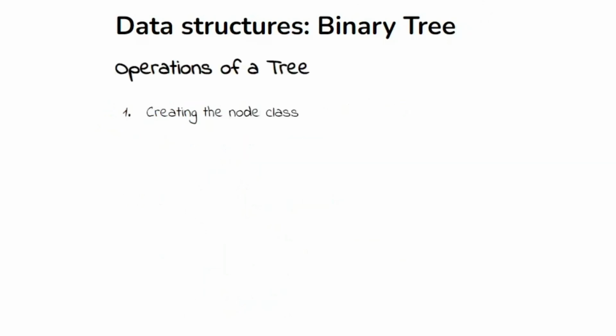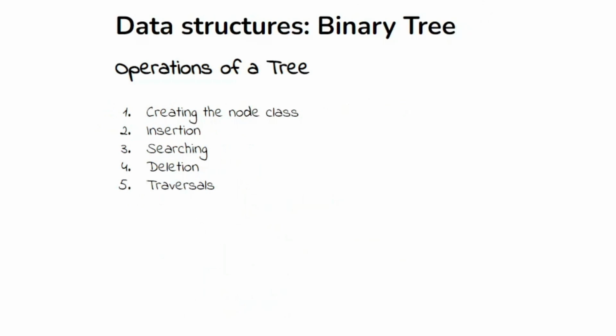For the operations of a tree, we have to obviously create the node class. We said that a node structure would have its value, it would have the address to its left child and the address to its right child in memory. So we'll be creating the node class, inserting a node into the tree, searching for a node because we need to find a node in our tree, deleting a node, and we'll be traversing.